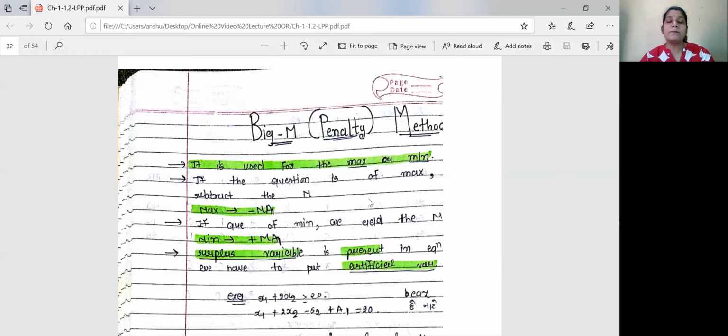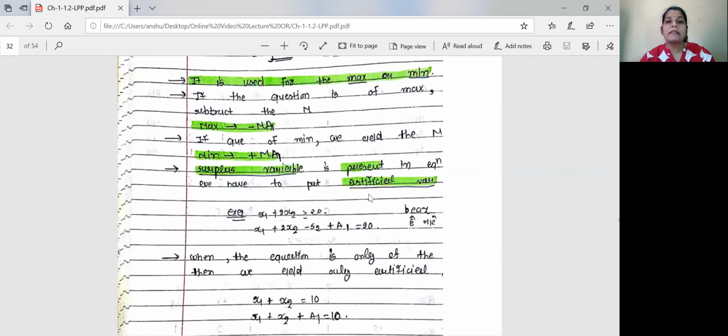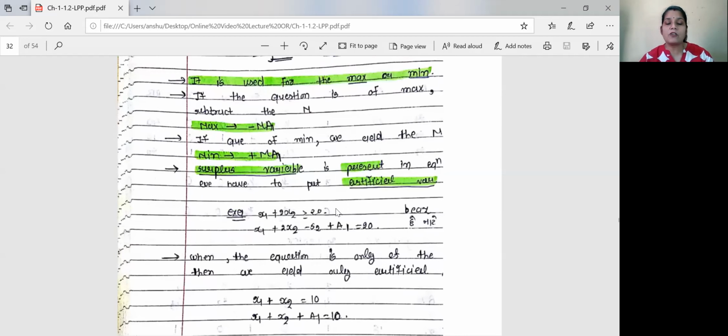So in the Big M method, if the question is given in maximization form, then we assign a very large penalty, that is called M. And if our question is in minimization form, then we assign a very large M quantity. So the Big M method is always used in maximization and minimization both.